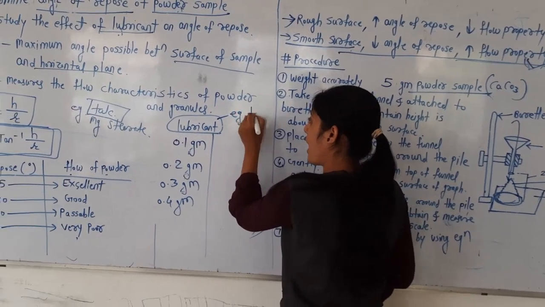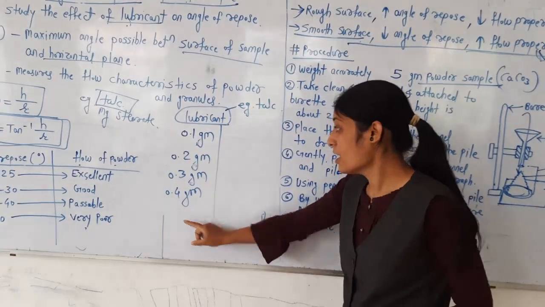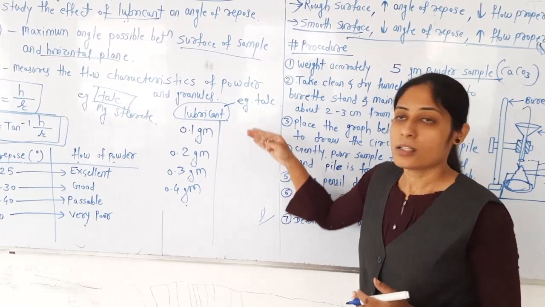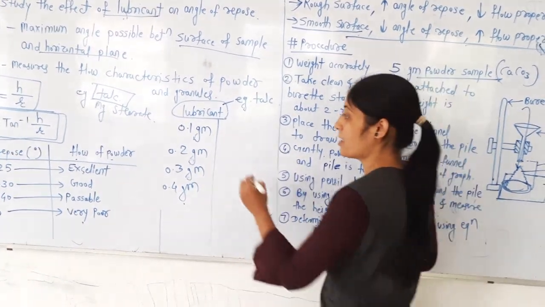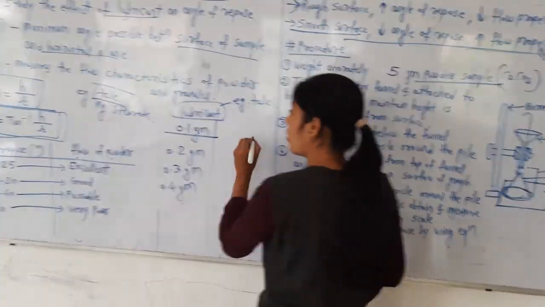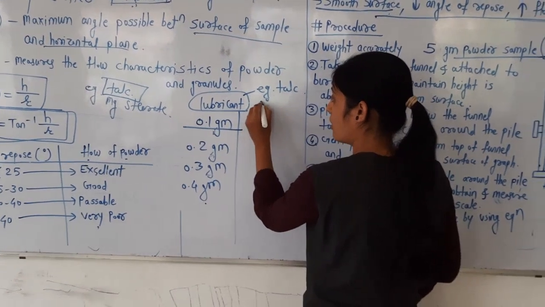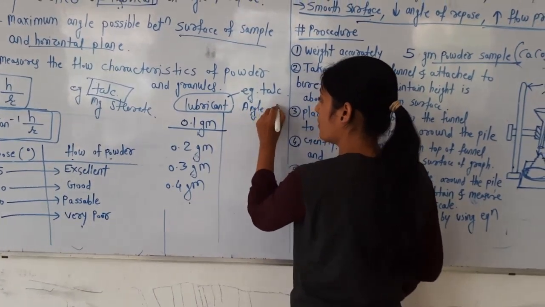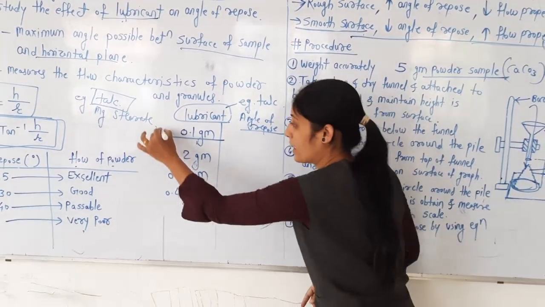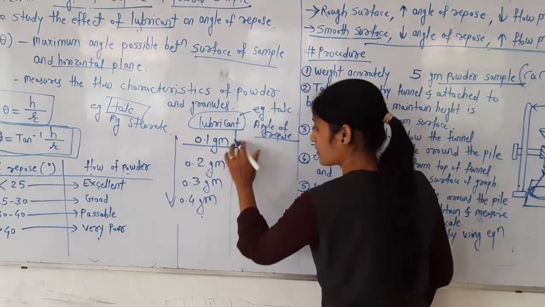When the concentration of lubricant increases, the flow property of the powder sample increases. At the 0.1 gram concentration of lubricant, the angle of repose value is maximum, and in the next column we determine the angle of repose. So when the concentration of lubricant increases, the angle of repose value decreases.